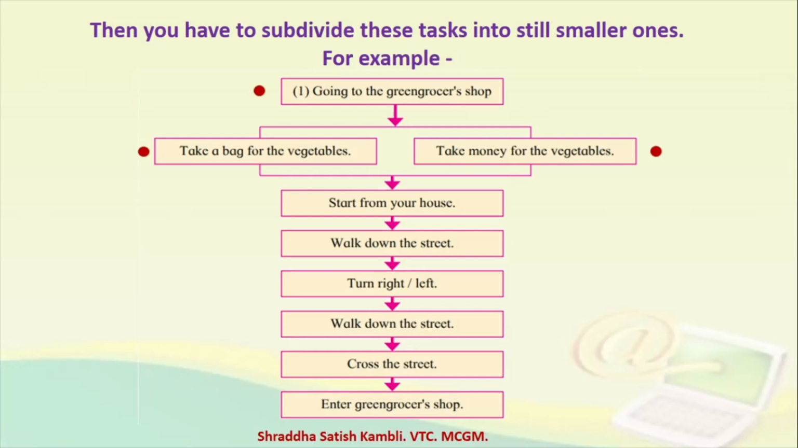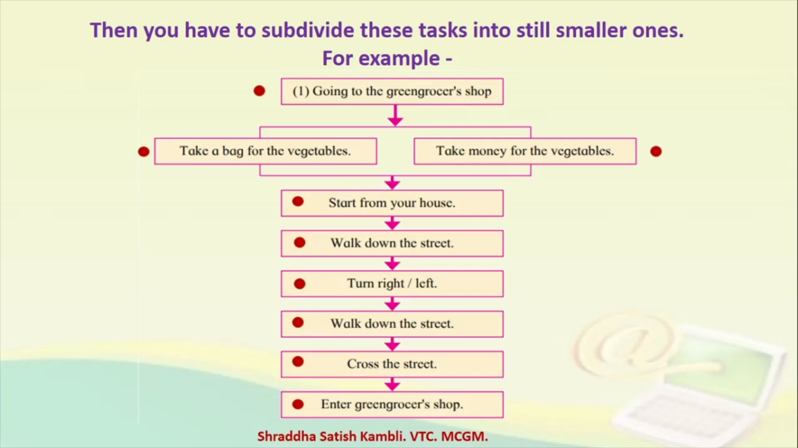See how you're supposed to write the instructions. Then start from your house. Of course, if you don't start from your house, will you reach the shop? But the computer doesn't know it. So you have to instruct this also to the computer. Start from your house. Walk down the street. Turn right or turn left. After turning right and left, again walk down the street. Cross the street. Enter the grocer's shop. So see, one step going to the greengrocer's shop, I broke it down into so many smaller steps.